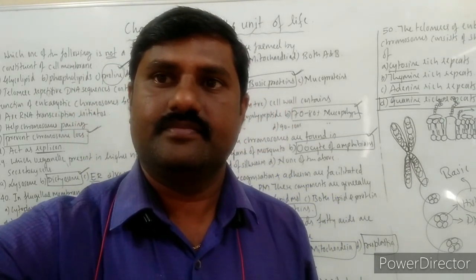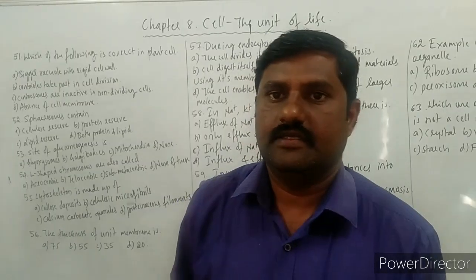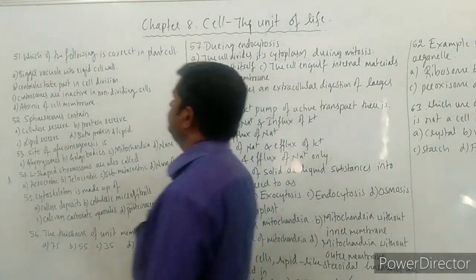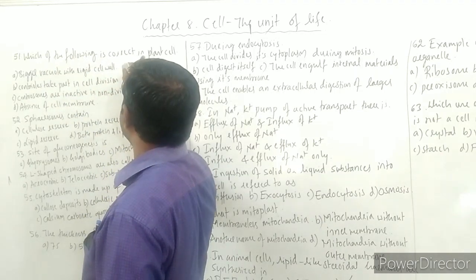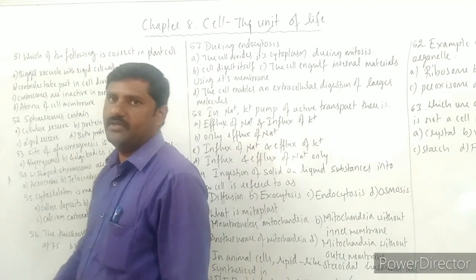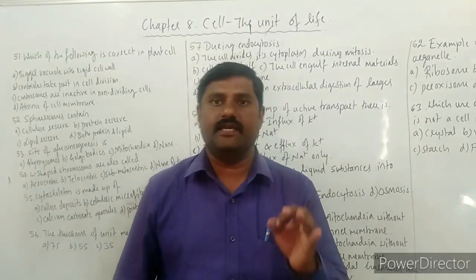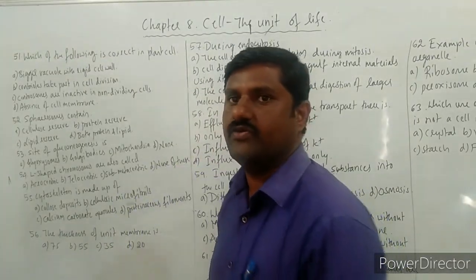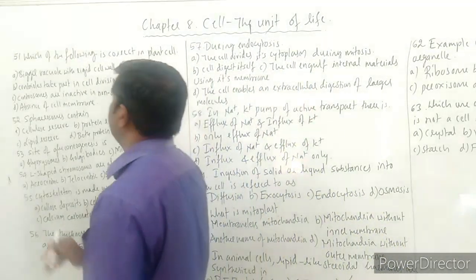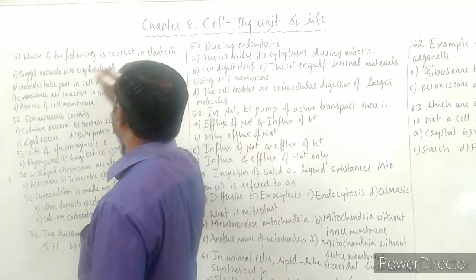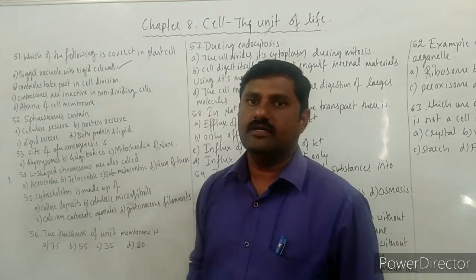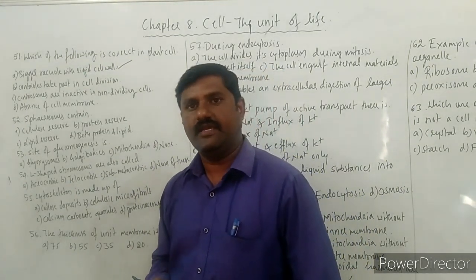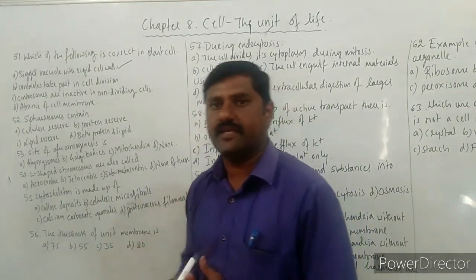Okay. The next question is: which one of the following is correct in plant cell? Which statement is correct in plant cell? That is the thing we are studying now. Bigger vacuole with rigid cell wall. Of course, a bigger vacuole with a rigid cell wall will be there in a plant cell. It is a correct statement.